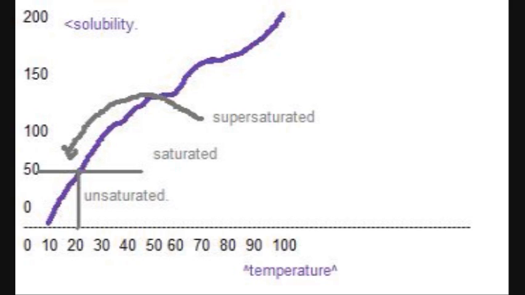It's over the limit. For this specific substance, if the temperature is at 20, the solubility rate would be at 50. This would be a saturated solution. If the temperature of the solution was 20 degrees and lower than 50, it would be unsaturated. If the solubility was higher than 50 but at 20 degrees, it would become supersaturated. There is a specific pattern throughout many solubility curves. As the temperature rises, so does the solubility. As the solubility rises, so does the temperature.